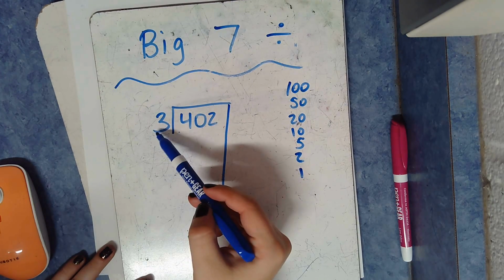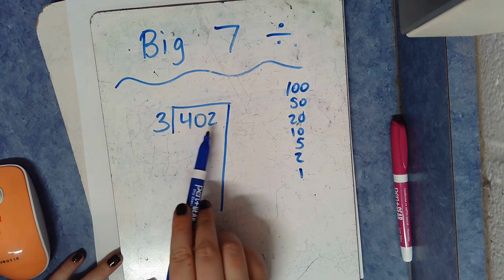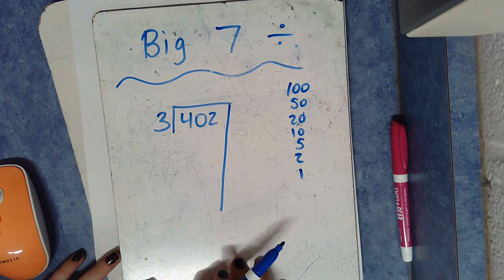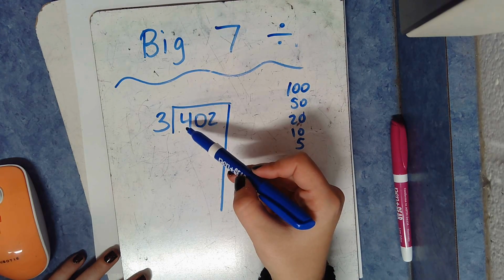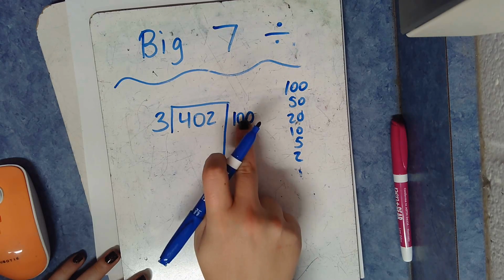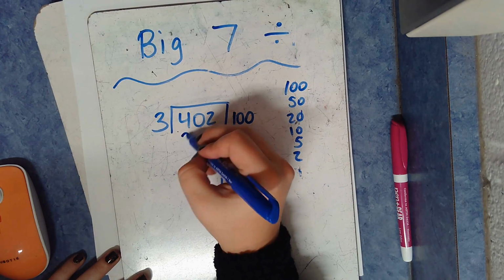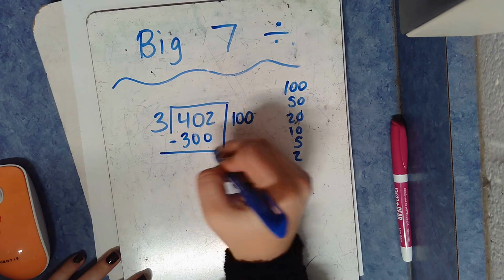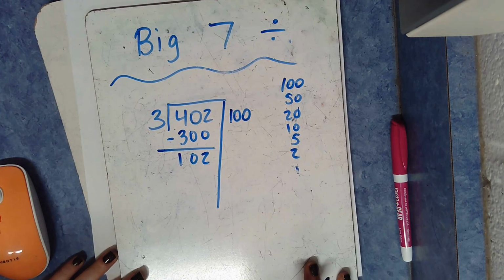So I'm taking 3, multiplying times one of my friendly numbers to get as close as I can to 402, my dividend. So I know that 3 times 100 can be done without going over. So I'm going to say 3 times 100, and I'm going to keep it to the side because eventually I'm going to add up all my findings. So 3 times 100 is 300. I subtract, and I'm left with 102.